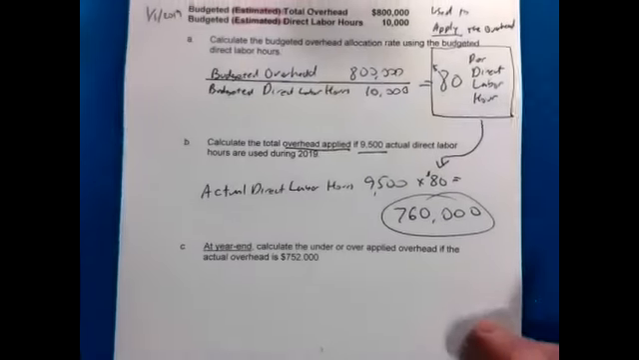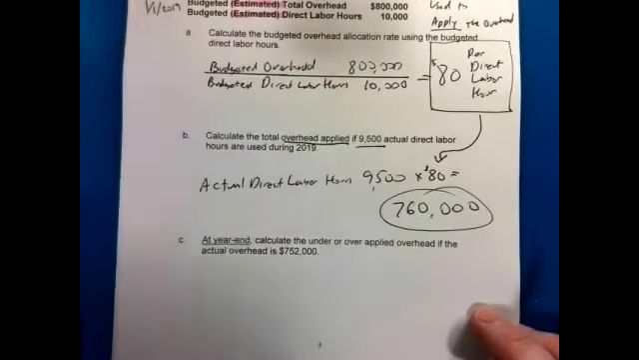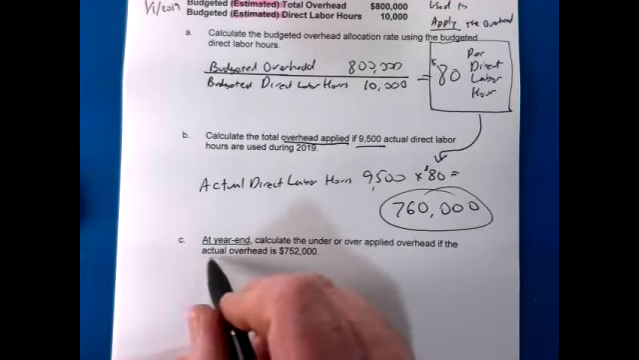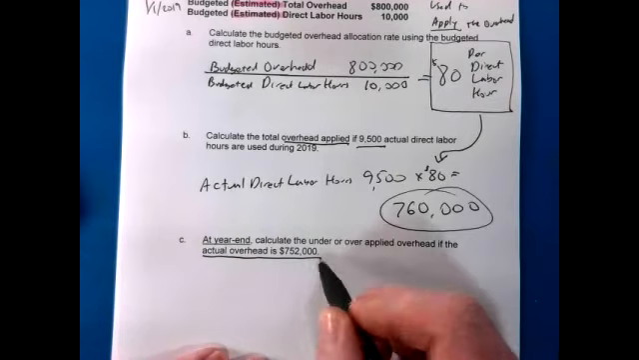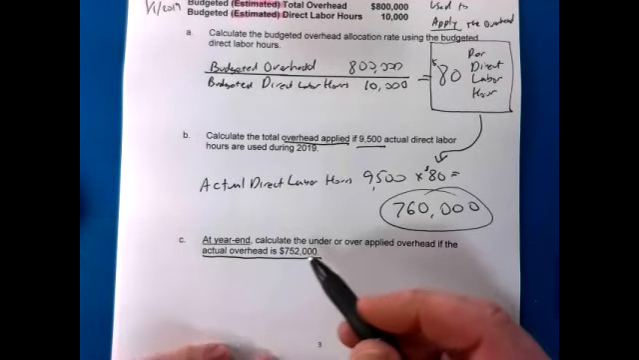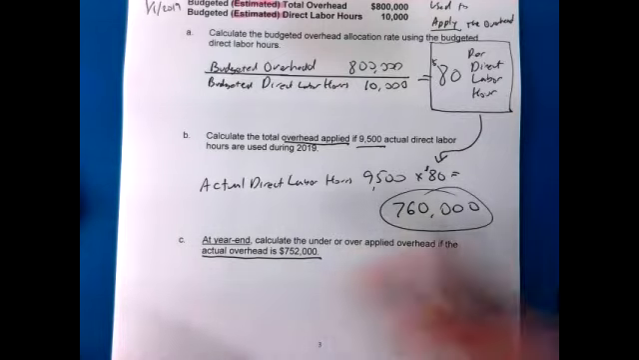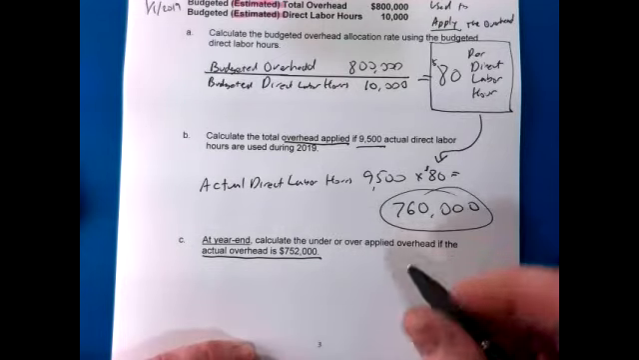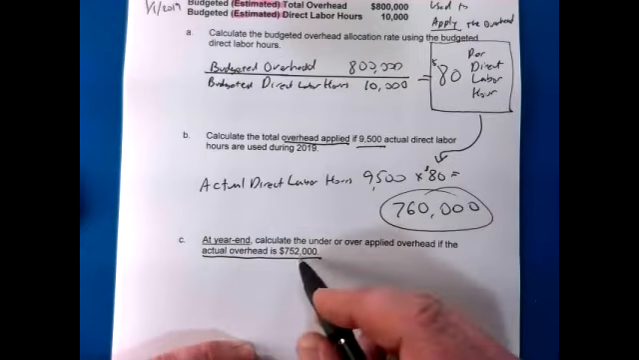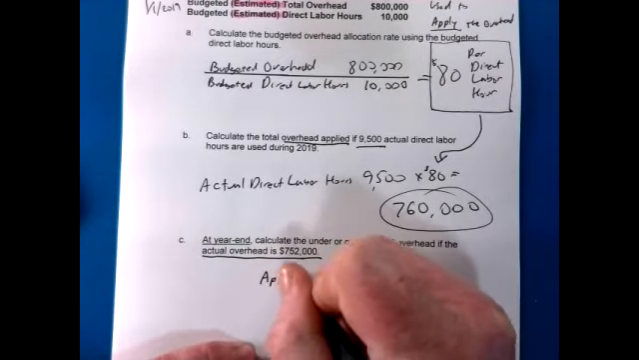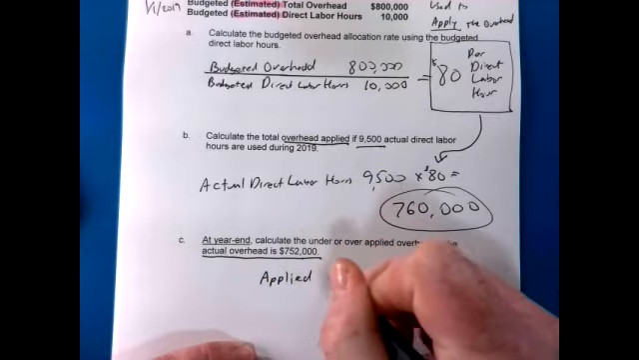Okay. Coming down here. Now, after year end, you can get the actual overhead. And usually you can't get this until later on in January, maybe even February, before you get the actual overhead, because all the bills and that have to come in. So you're going to compare what you applied versus what is your actual cost. Hopefully they're not too far off.